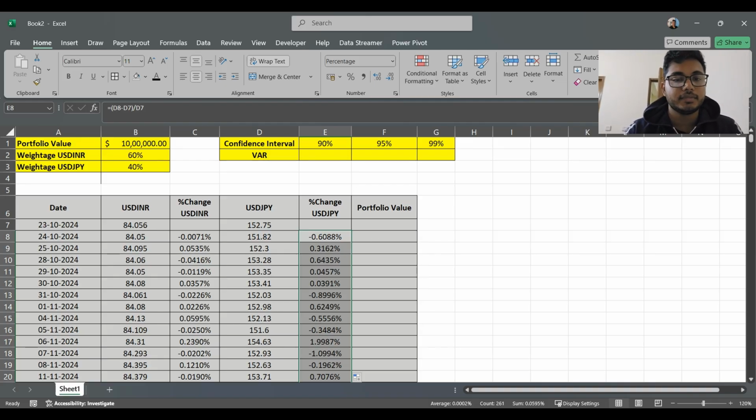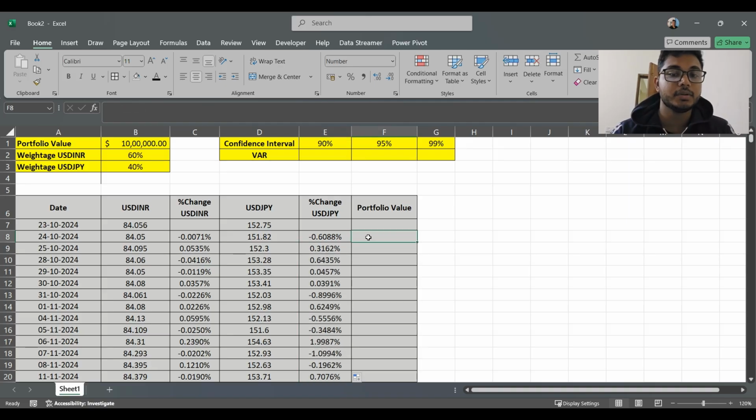Now, first, what we did, we just put in the data. Then in the second step, we calculated the daily returns. Now in the third step, we are going to calculate the portfolio value. Okay. So how will we get the portfolio value? So we are going to get the MTM from this portfolio return, that is, by how much this portfolio value is jumping.